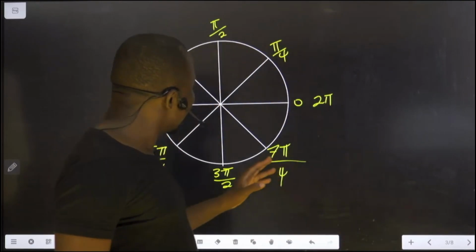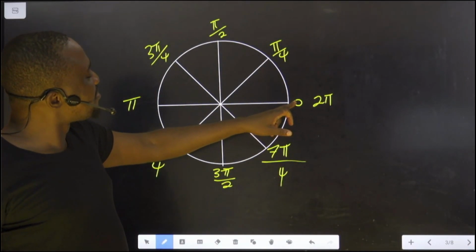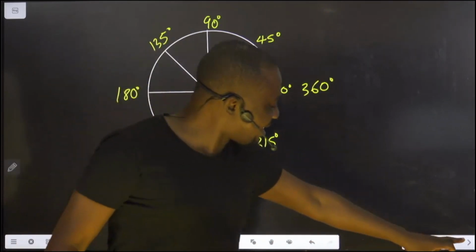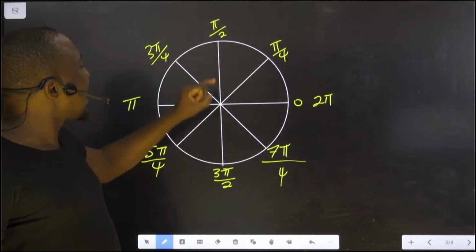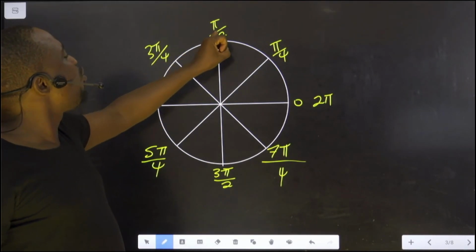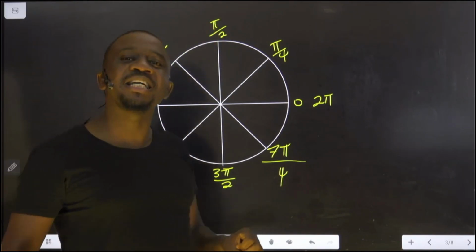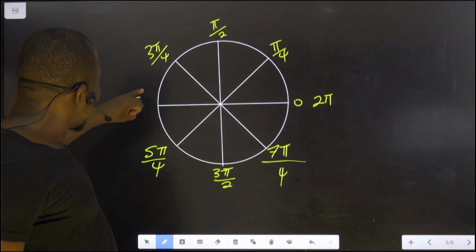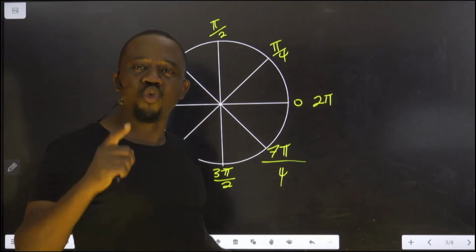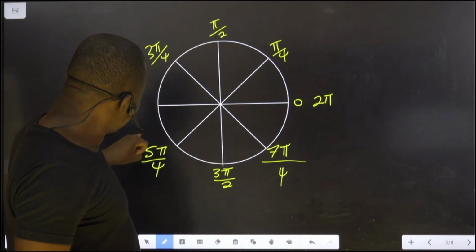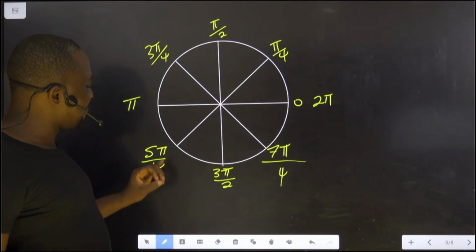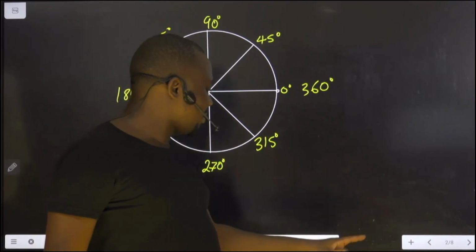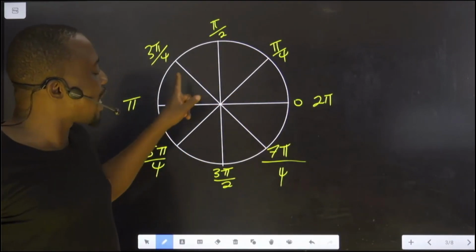Equivalently, in radians, you see that this starts from 0. In this place, instead of 45 degrees, we have what? Pi over 4. Here, instead of 90 degrees, we have pi over 2. It means that pi over 2 is equal to 90 degrees. This is 3 pi over 4. This pi now is equivalent to what? 180 degrees. This, 5 pi over 4 radians, is equal to 225 degrees, and so on and so forth.